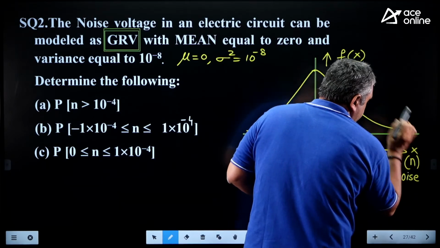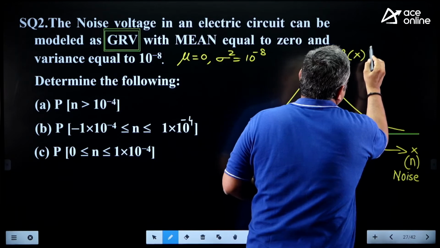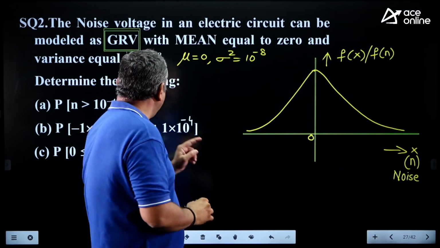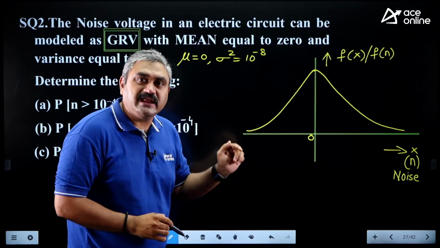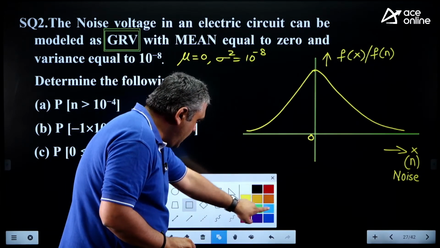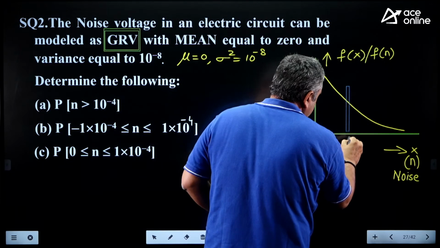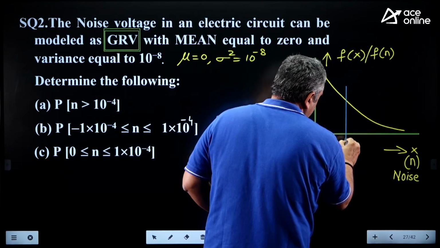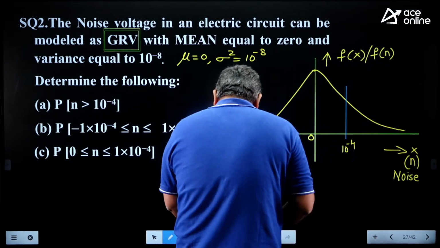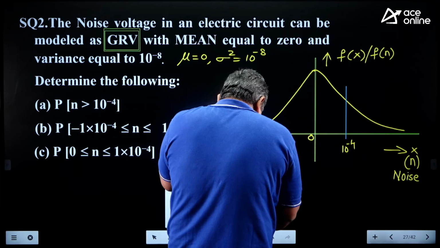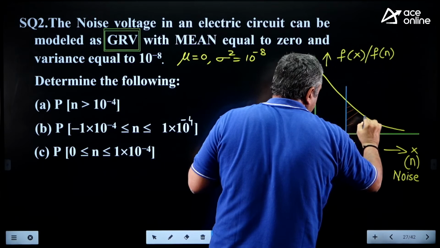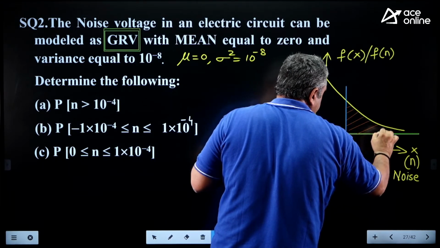So instead of writing x, you can directly write n. So this is nothing but f of n. Now, what is the probability that n can take a value greater than 10 power minus 4? I am taking 10 power minus 4, a positive value, so definitely it will be on the right side of 0. Let us assume this is your 10 power minus 4. So what is the probability that you will have a value of noise greater than 10 power minus 4? Means all this is the shaded region or not?